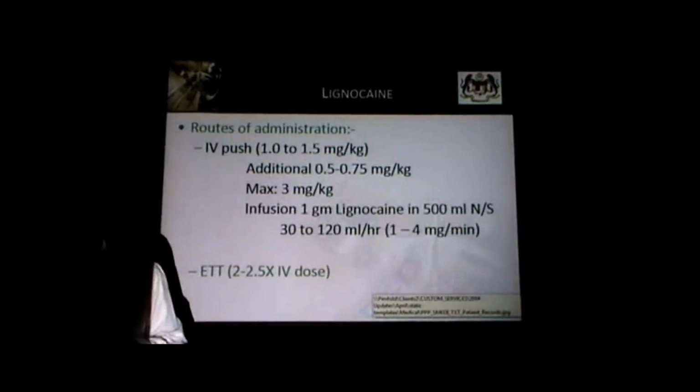1 to 1.5 milligram per kilo. Additional is 0.5 to 0.75 milligram per kilo, and maximum is 3 milligram per kilo. And you can also use it as infusion.